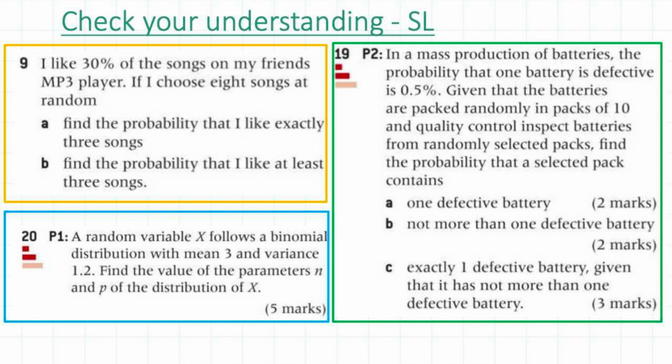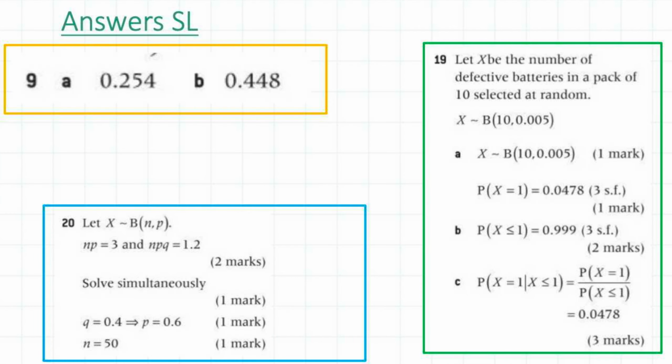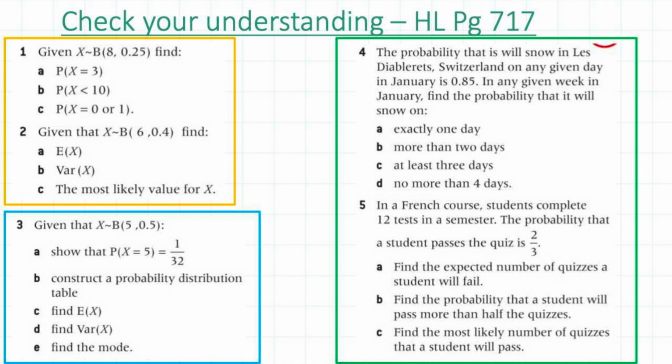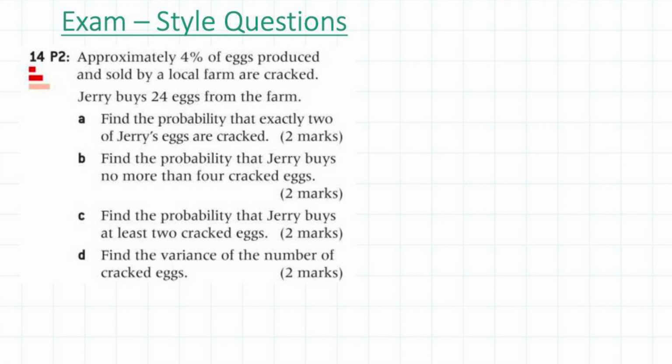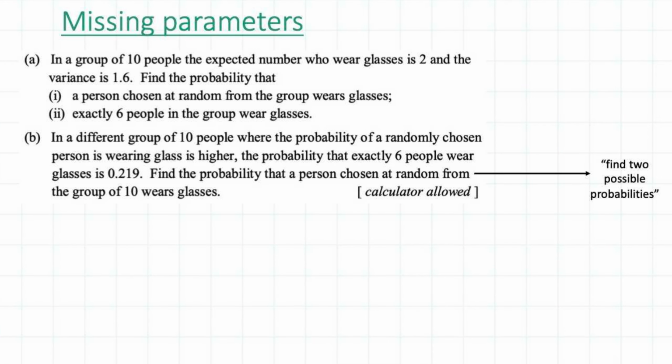So practice these questions. These are SL type questions. These are the answers. And then you have the HL specific questions with these as the answers. And then you have an exam style question that you can go through. And I just want to discuss one more example of missing parameters. So in this case, you can pause and try part A on your own. I'm going to focus on part B.